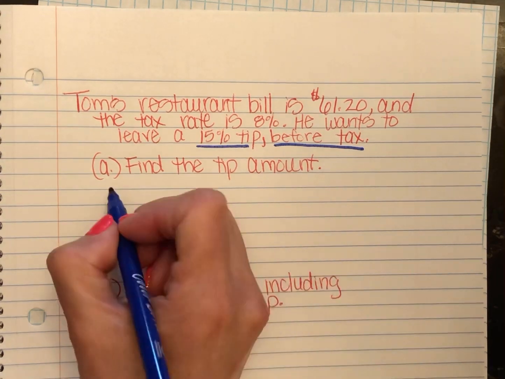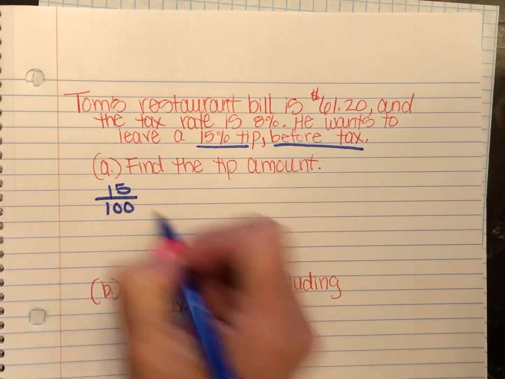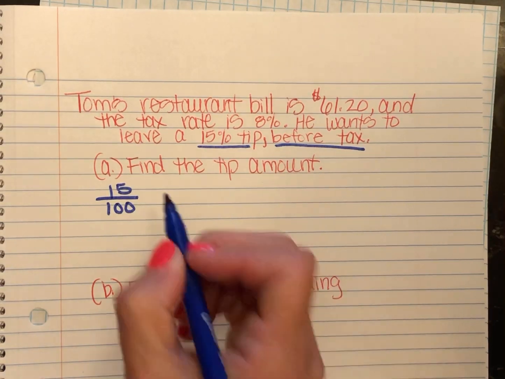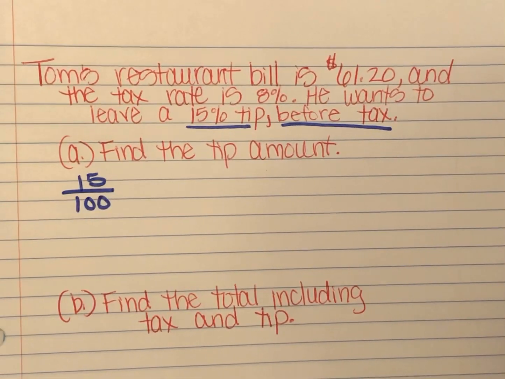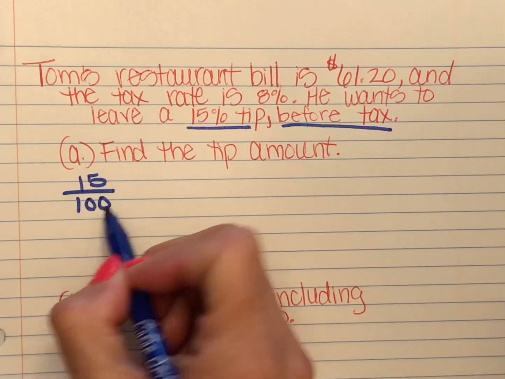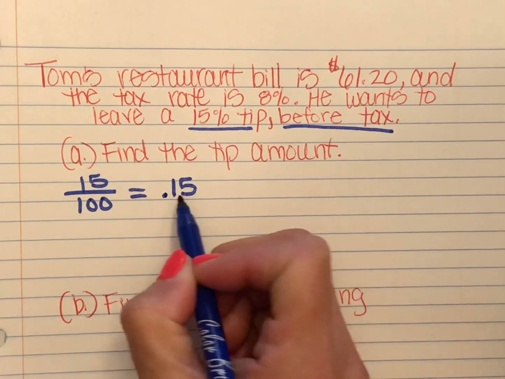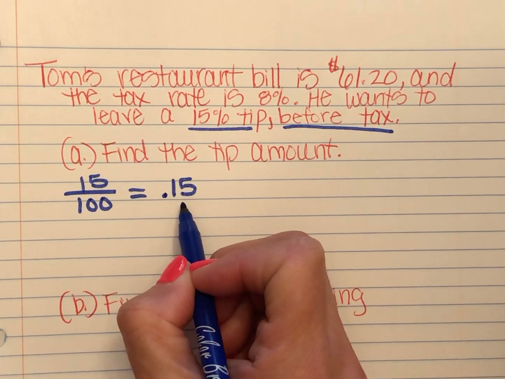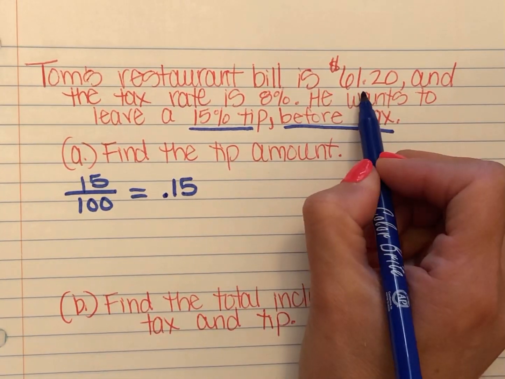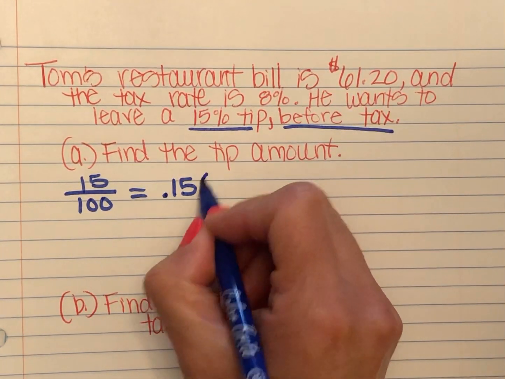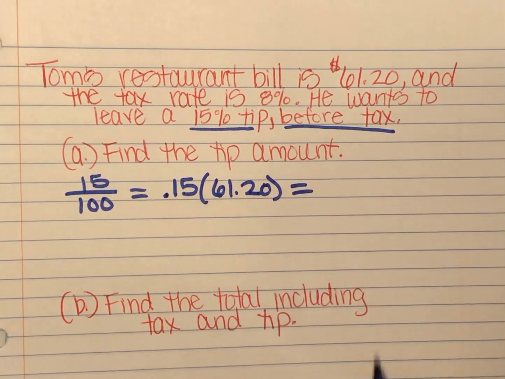So 15% would be 15 out of 100, and we've learned how to convert that to a decimal, or basically just dividing. 15 divided by 100 gives us 15 hundredths. So this is your tip percent. And the tip percent is multiplied to the total of the bill, which is $61.20. So we're gonna multiply by $61.20.